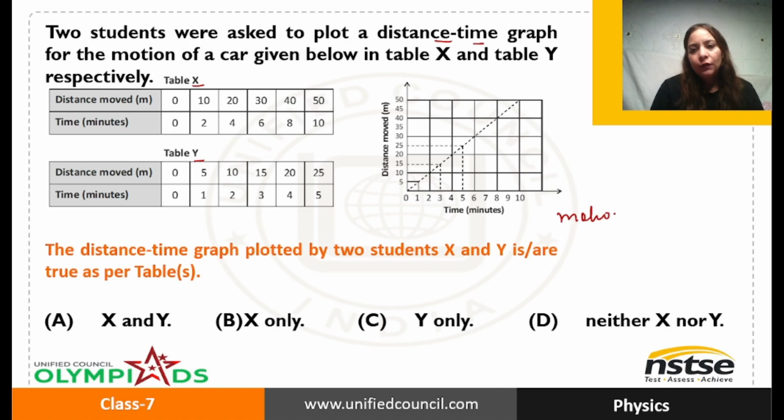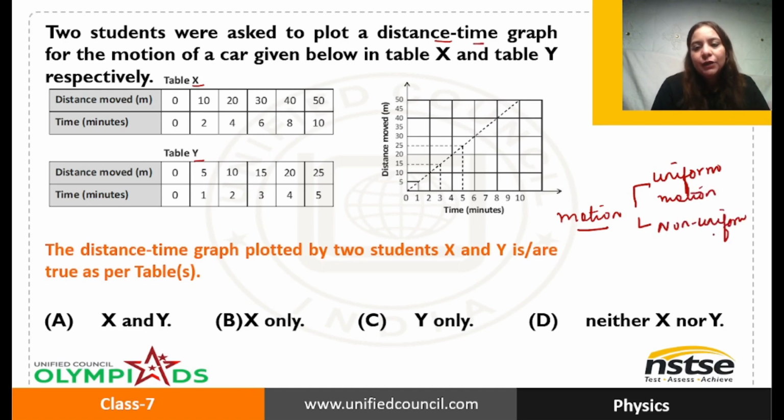Before we move ahead, we know what motion is, I hope you all know. When a body changes its position with respect to surroundings or a stationary object or a reference point, it is said to be in motion. Motion is of two types, uniform motion and non-uniform motion. Uniform motion is a type of motion when a body covers equal distance in equal intervals of time.